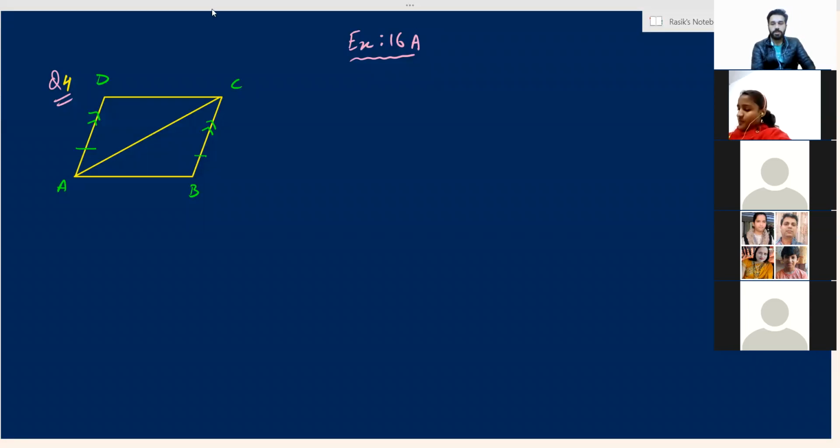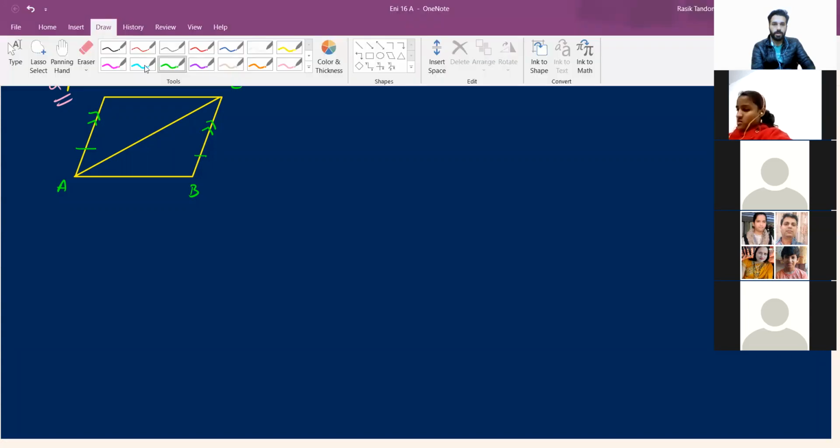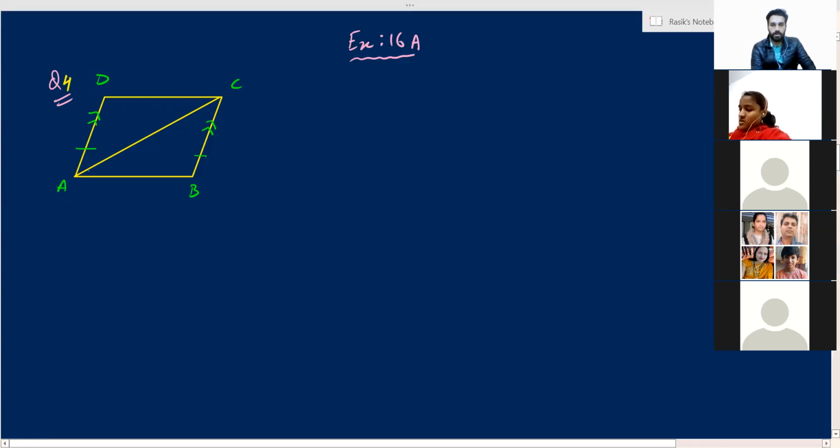So I am just showing it on the screen what to do. You don't have to do this. Okay, now I hope you all have drawn the figure. Now after this, there will be a step that you don't have to do. I am going to show you something. This is just to explain to you, which you don't have to do.